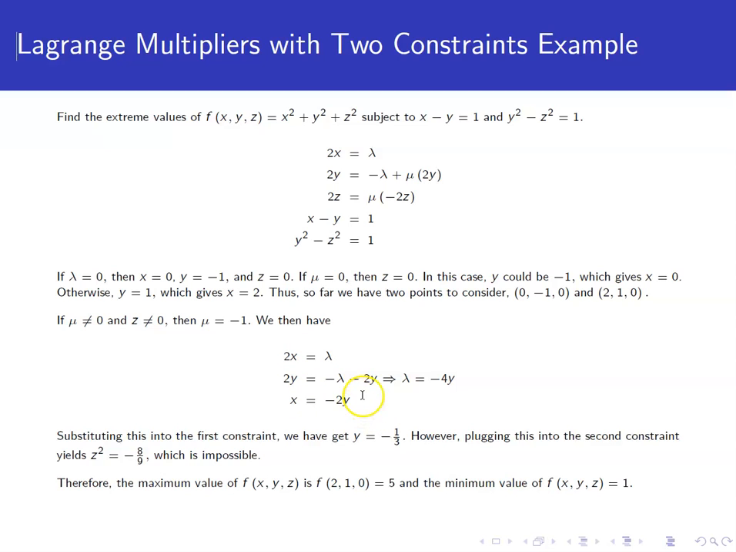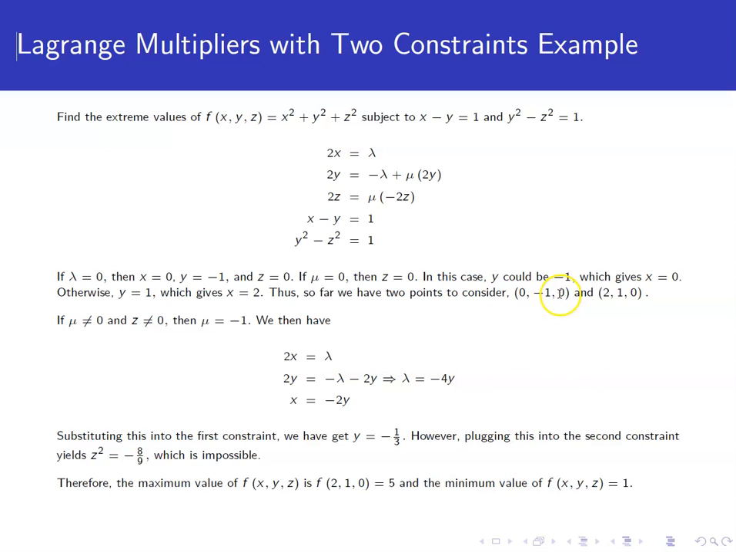All right, so going through all of that, we're going to substitute this into the first constraint. We'll get negative 2y minus y is equal to 1, which is going to tell us that y is negative a third. But if we put negative a third in for y squared, we will move that over to the other side. We'll get 8/9, but we're saying the negative of z squared equals 8/9, or z squared equals negative 8/9, and that's impossible. So, in particular, if mu is not equal to 0 and z is not equal to 0, then we don't get any other points. So the only two we have are the original two that we considered.